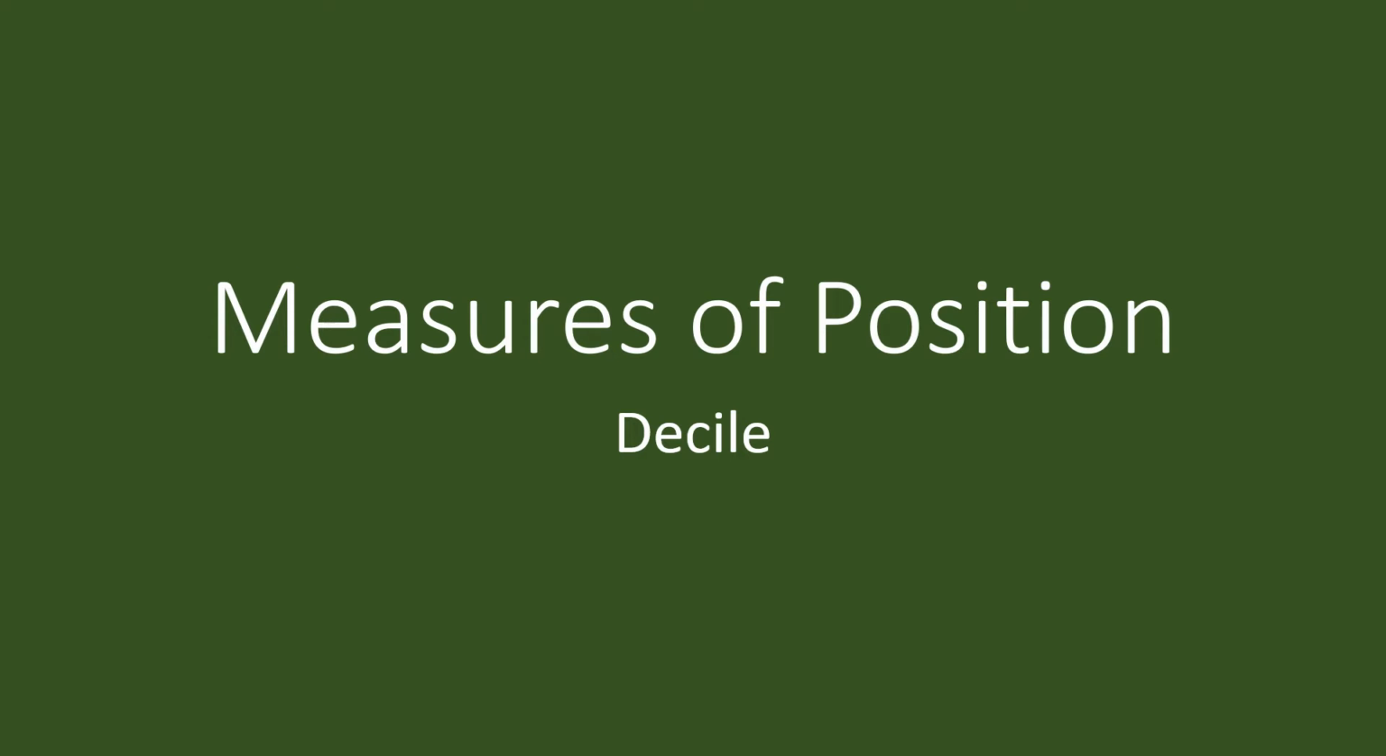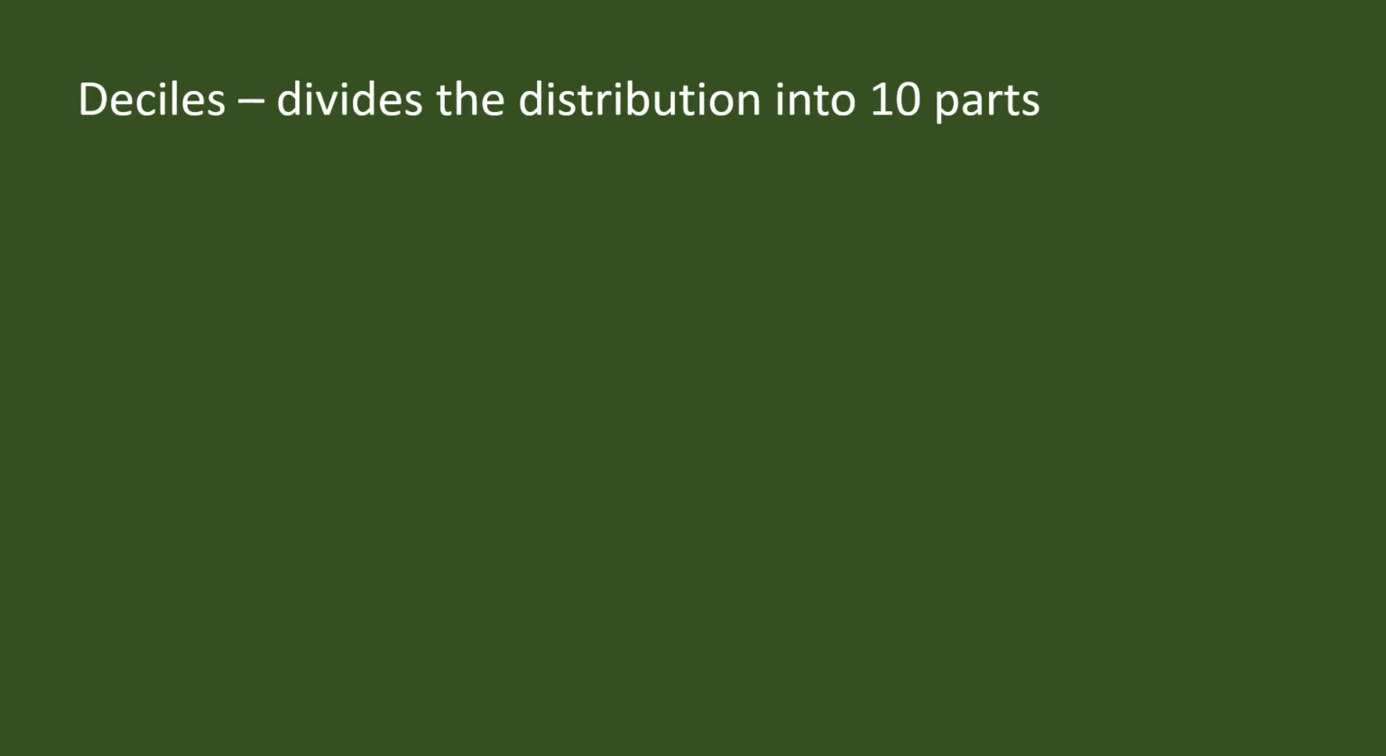This video is about measures of position, deciles. Deciles divide the distribution into 10 parts. This means that we have D1, D2, D3 until D sub 10.